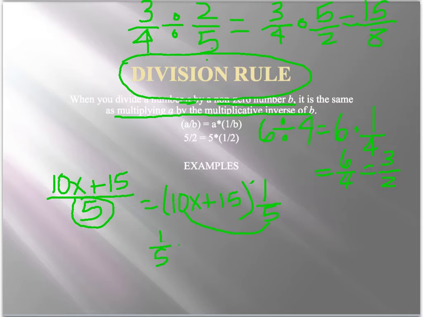I do 1/5 times 10x plus, because I have a plus there, 1/5 times 15. All right. So what is 1/5 times 10x? Well, that's 2x. Plus, what is 1/5 of 15? 3. So there is division using variables and using the distributive property.